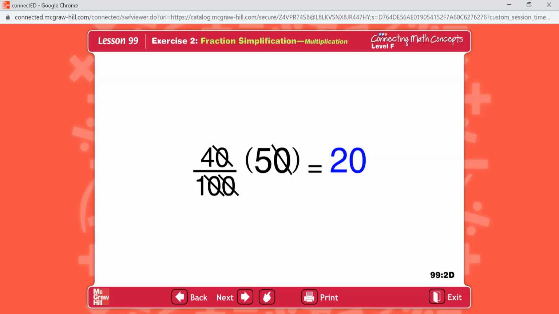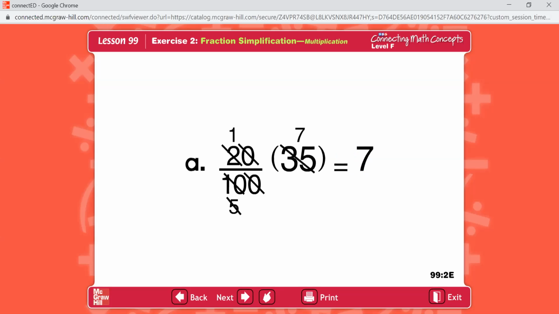Open your workbook to lesson 99 and find part 1. You're going to simplify the fractions and then work the problem. Remember, first you cross out the zeros, then you simplify the fractions further. Problem A, 20/100ths times 35. Pause the video now. Resume when you're ready to check your work.